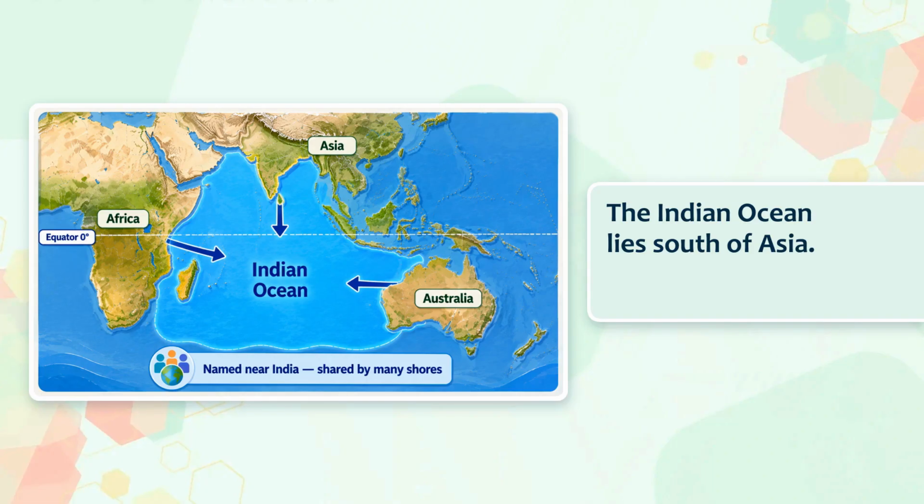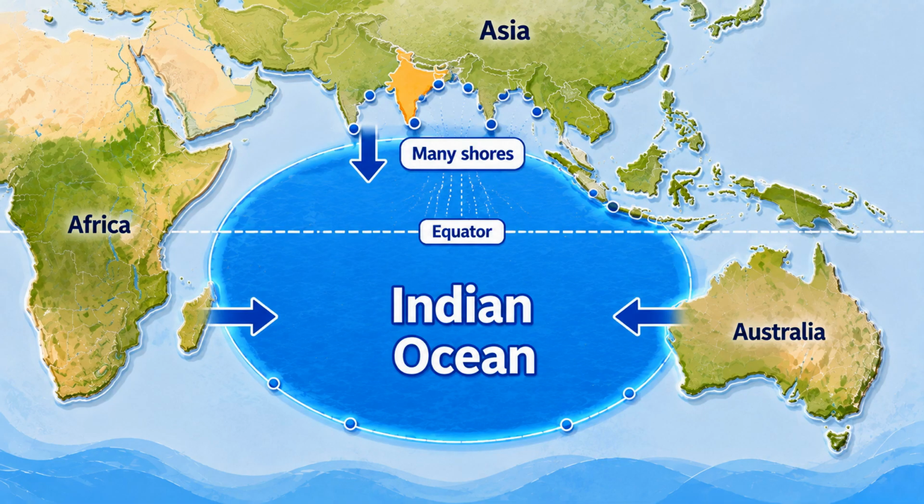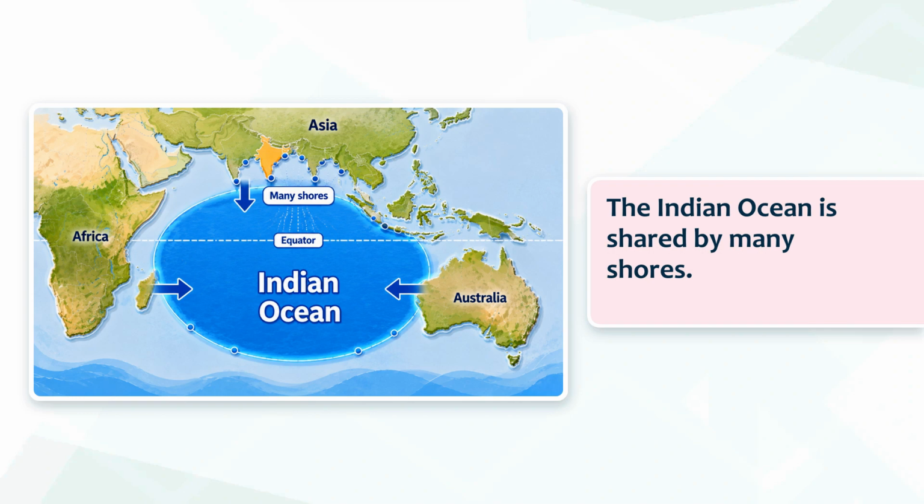The Indian Ocean lies south of Asia. Africa and Australia form the main side anchors on the map. India touches only one part of the ocean's northern edge, while many other shores surround the same water. The name helps identify the region, but the map position does not show ownership by India. Position gives the name meaning. The Indian Ocean is shared by many shores.